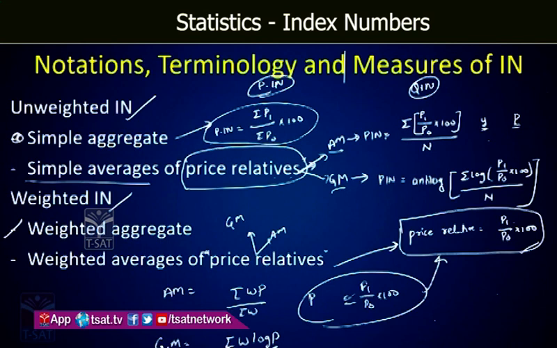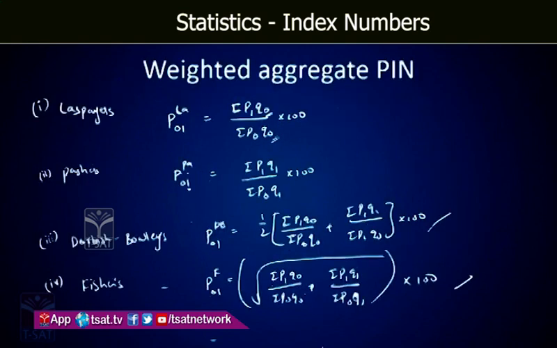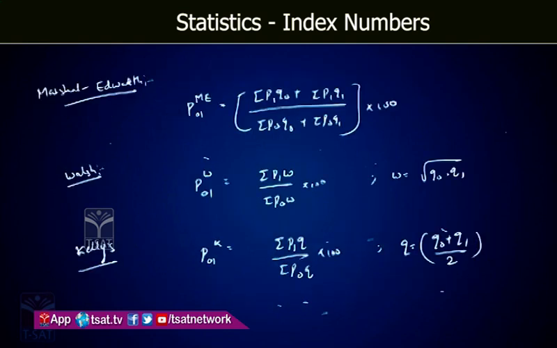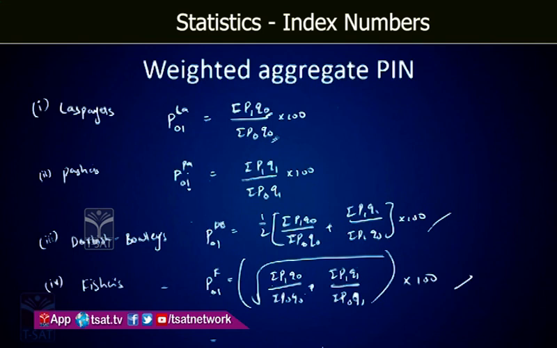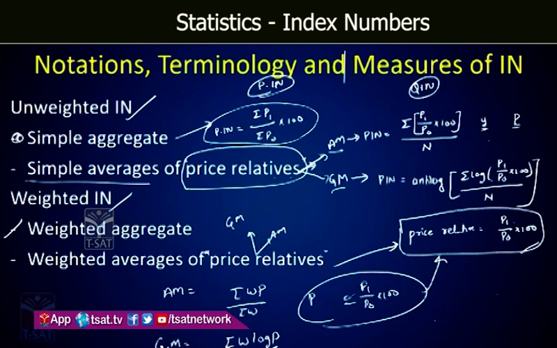And next we have weighted aggregate. In the weighted aggregate we have seen 7 formulas in total: Laspeyres, Paasche's, Dorbish-Bowley, Fisher's, Marshall-Edgeworth, Walsh and Cayley's. These formulas are very important. Direct questions come from these formulas. Next we have weighted average of price relatives.